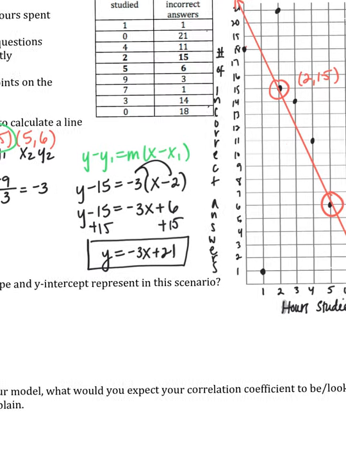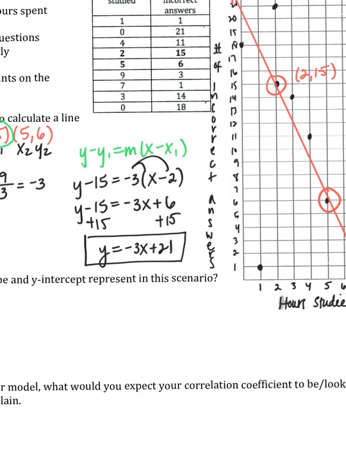What does the slope and y-intercept represent in this scenario? All right, so let's start off with that slope. Your slope is -3 over 1. And remember, this is your change in y over your change in x. So we want to say for every one change in x, this happens to y in context.